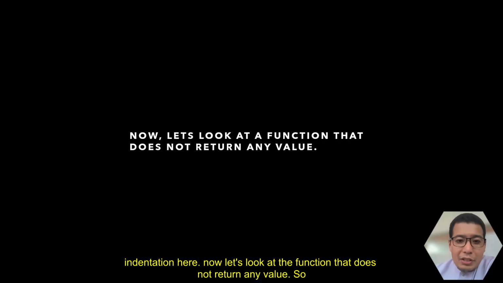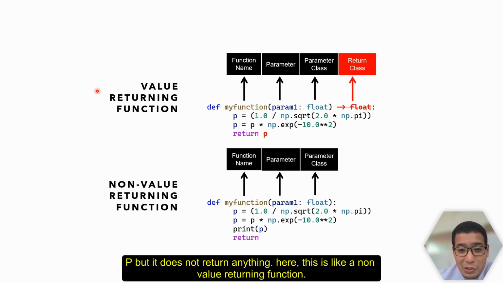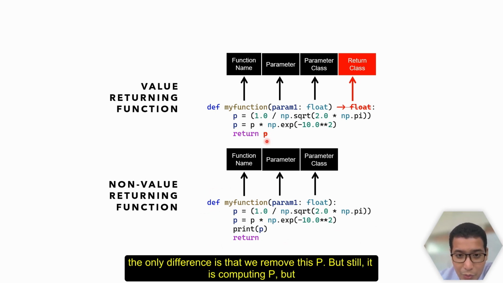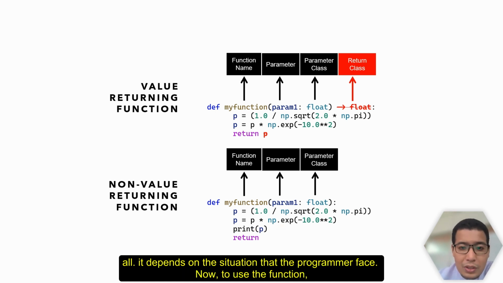Now let's look at a function that does not return any value. Some functions do not return a value but perform an action instead. Here the function calculates p, but it does not return anything. This is a non-value returning function. The only difference is that we remove this p. It is still computing p, and maybe it prints the value of p in the console, but it does not need to return any value at all. It depends on the situation that the programmer faced.